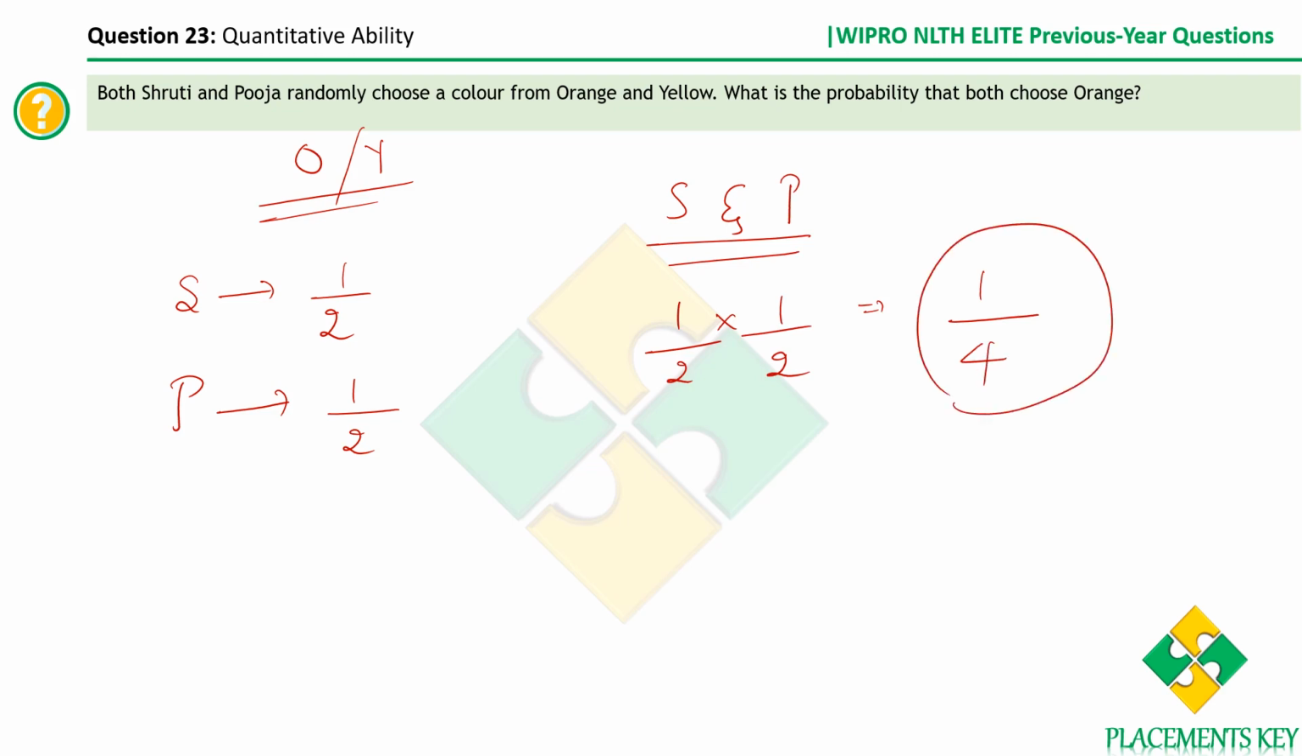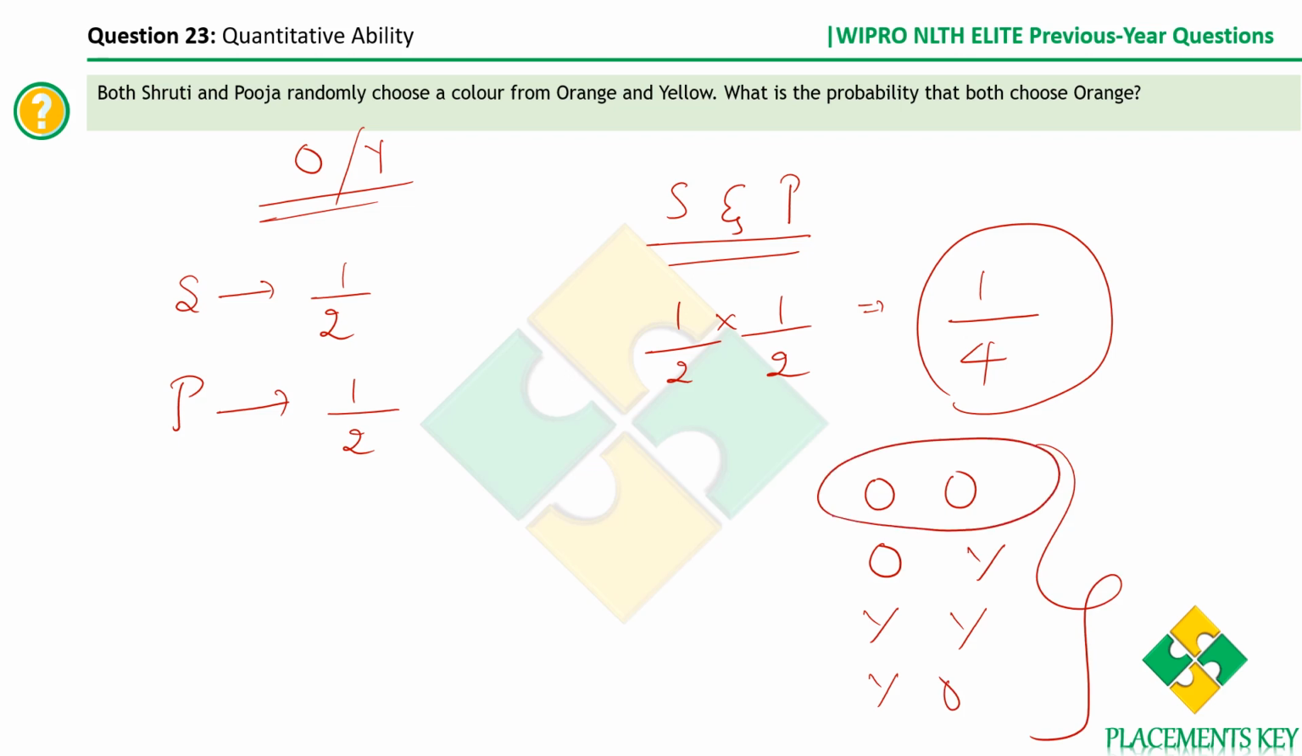Let me also write the combinations for your understanding. So what are the possible combinations? They can either choose orange orange, or orange yellow, yellow yellow, and yellow orange, right? So together we have 4 combinations for them to choose from, out of which both have to choose orange. Therefore 1 upon 4 will be your answer this way.